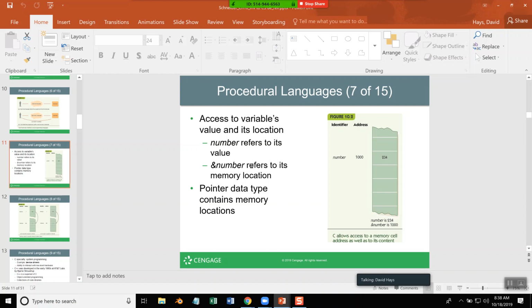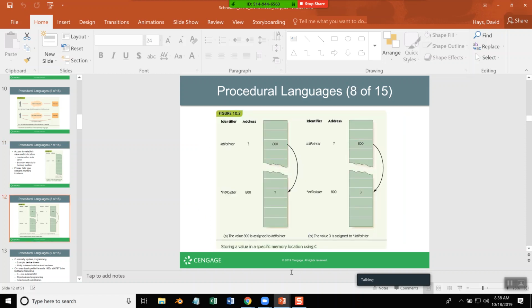That's what a pointer does. A pointer points to where the answer is stored versus just giving it directly. And that's what they're saying here. A pointer data type contains memory locations. When you're working with C, C++, you work with pointers, and pointers do different things. They're talking about storing a value in a specific memory location using C, and we're not going to go to that depth here.